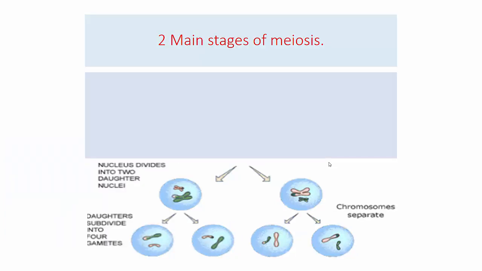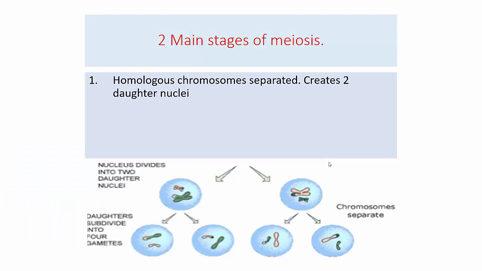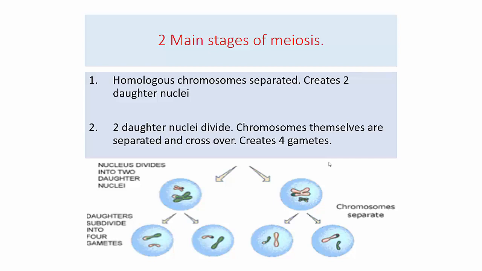So the two main stages of meiosis to remember is that the homologous chromosomes are separated and create 2 daughter nuclei. Homologous simply means that they have the genes for the same traits on them, so they're the same chromosomes. So there might be chromosome 1, chromosome 2, so those chromosomes are separated in half. The second thing to remember is that the 2 daughter nuclei divide. The chromosomes themselves are separated and cross over, so that crossing over is what causes the variation, and then we get 4 different gametes.